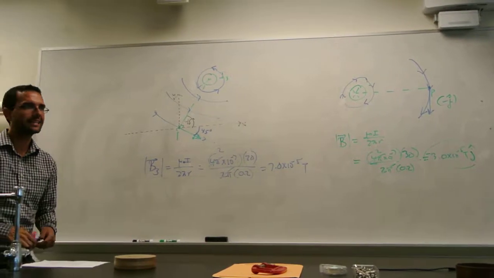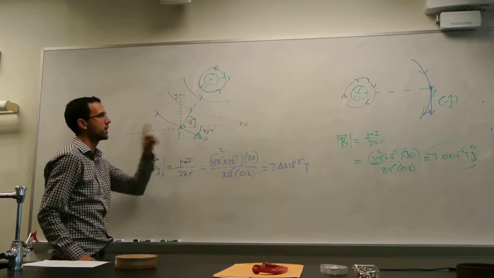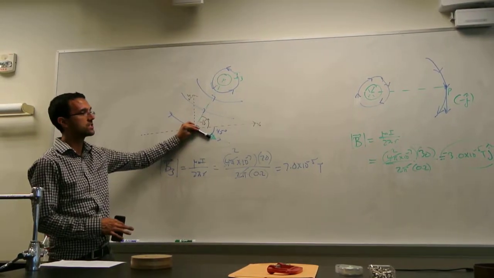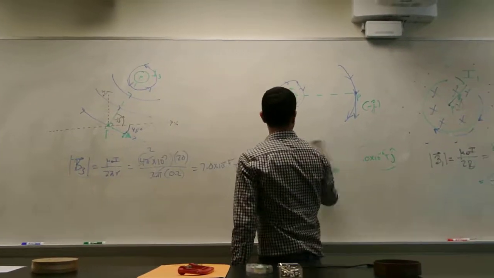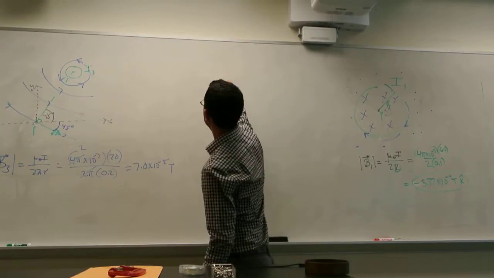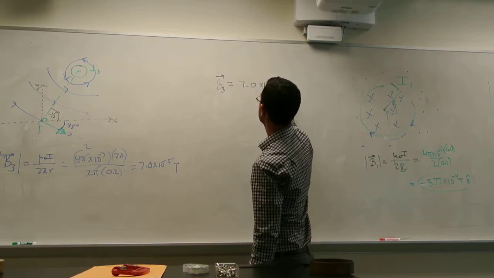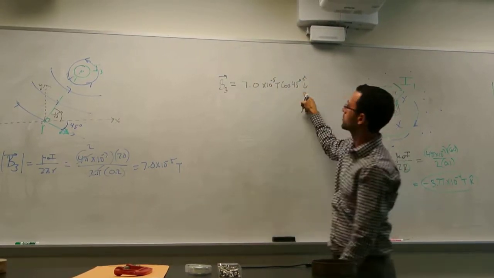But can I say that that's i hat, j hat, k hat, or is it a combination of i hat and j hat? It's a combination of i hat and j hat because this vector has a little bit of x and it's got a little bit of y. So how do we actually compute its components? Well, very, very easily. You can say that B3 vector is going to be the magnitude, 7.0 times 10 to the minus 5 Tesla, times cosine of 45 degrees in the x direction.